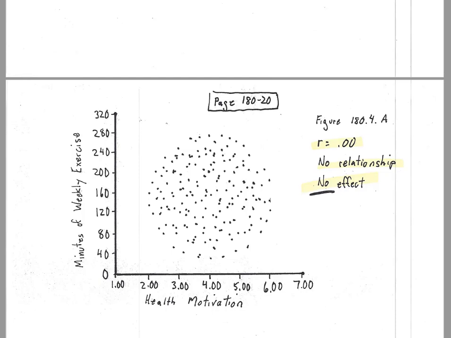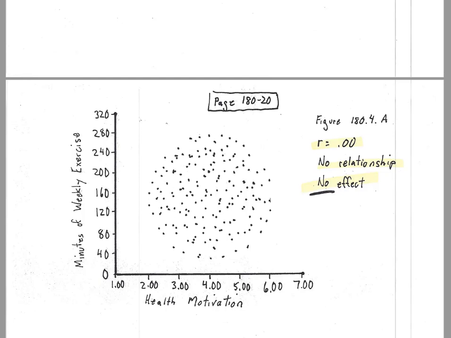On page 180-20, top of the page, figure 180.4.A. The correlation is 0, no relationship, no effect. Imagine in some parallel universe, you did this investigation and you got a round scattergram like this. Round scattergram is bad news. It means there's no trend.